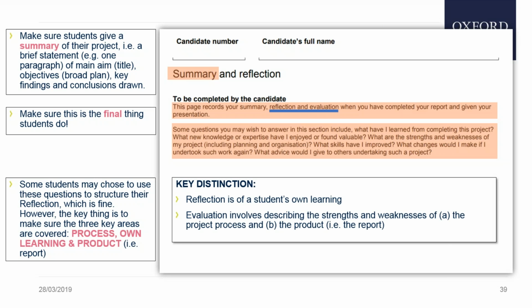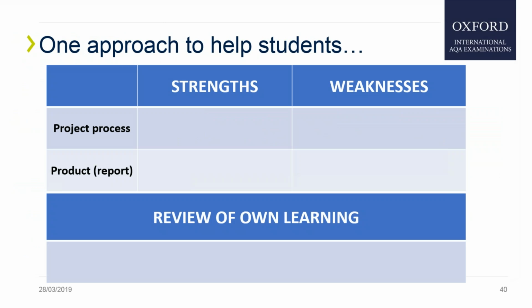There's also a distinction here in this top section between reflection and evaluation, and I just wanted to clarify this: reflection is of the student's own work, and evaluation is looking at the strengths and weaknesses of the process and the product involved. So here's one possible approach that you might use to help students think about this in a more structured way. They might start by thinking about the project process, so right from the beginning: aims and objectives, planning, research, making decisions, monitoring progress. What were the strengths? What did they do well, and what were the weaknesses? And then document them, and then do the same for the actual report, the strengths and the weaknesses.